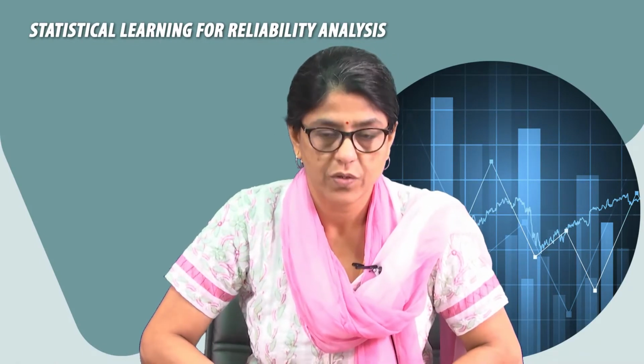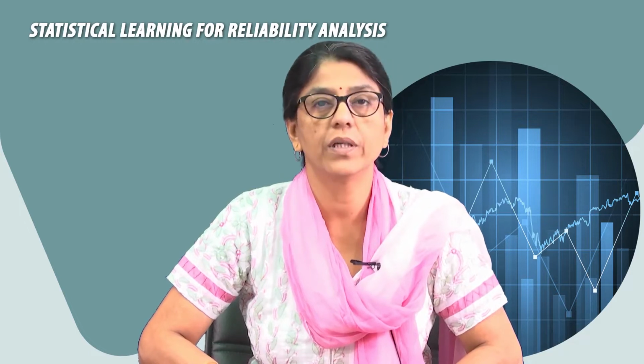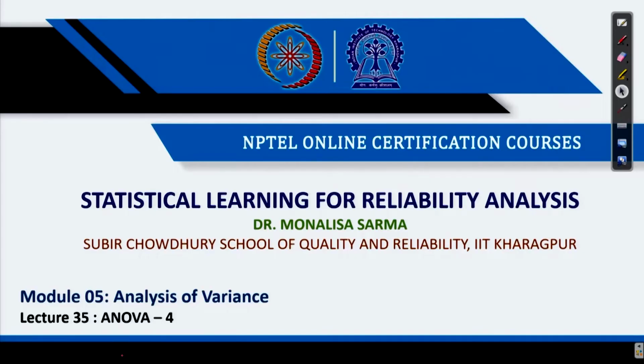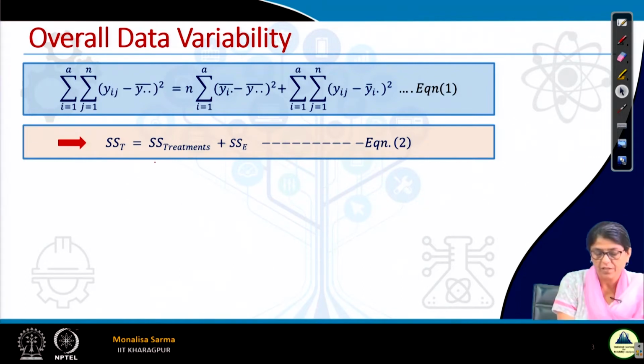Welcome guys. So we were in discussion on ANOVA. We were discussing one-way ANOVA basically, and in our last class we have stopped at this point. So our SST, that is the overall total sum of squares, we have seen can be partitioned into two parts. These are the two parts.